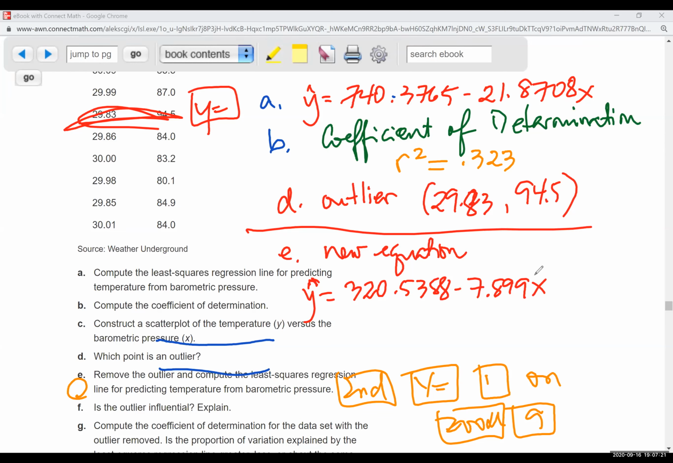Now go to y equals and enter this into the second equation. And then you should be able to graph it. What do you see now? I see a line going through the dots. Yes.